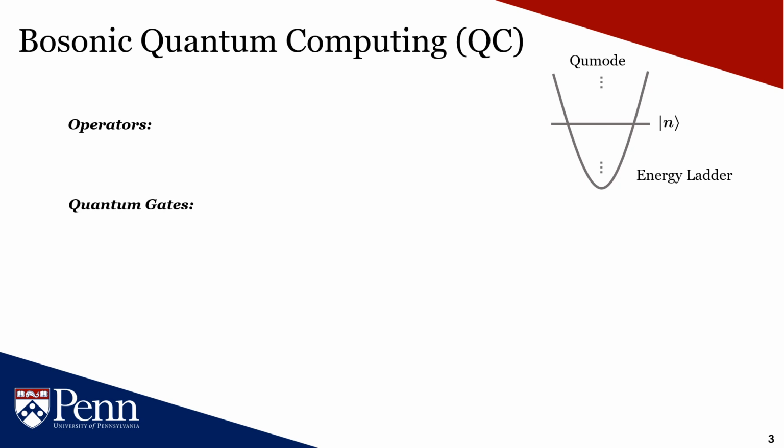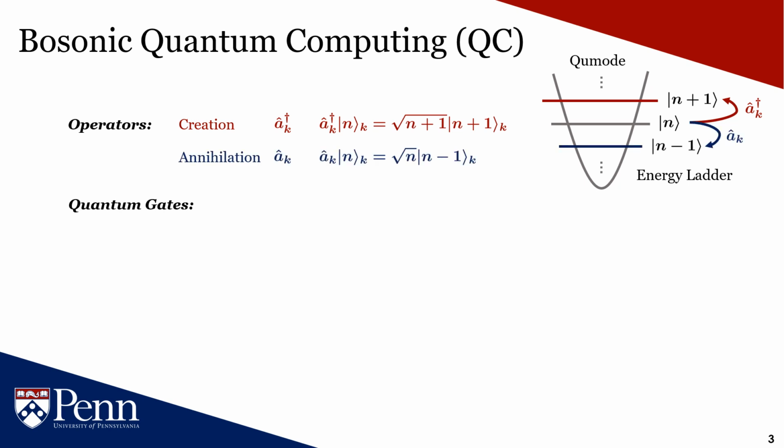Now, let's see how to use bosonic Q-mode to do computation. Firstly, we introduce the creation and annihilation operators. The creation operator ak-dagger lifts the energy eigenstate from n to n plus 1, and the annihilation operator ak lowers the energy eigenstate from n to n minus 1.